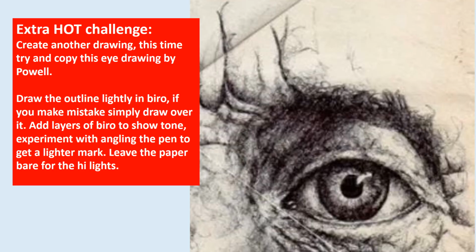Extra hot challenge. Create another drawing. This time try and copy this eye by Mark Powell. Draw the outline lightly in biro. If you make mistakes, simply draw over it. Add layers of biro to show tone. Experiment with angling the pen to get a lighter mark. Leave the paper bare for the highlights.